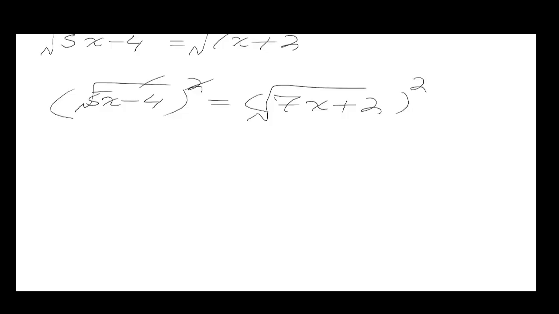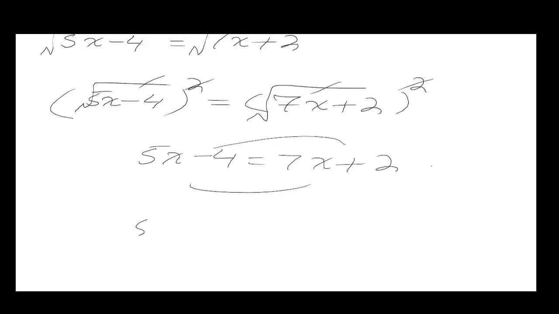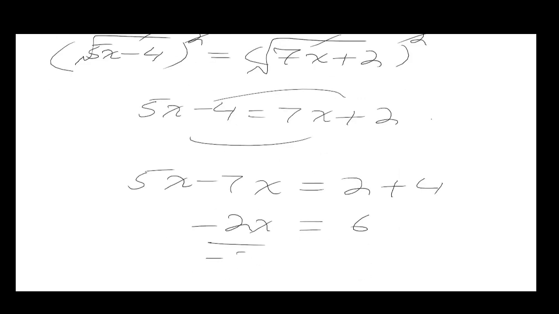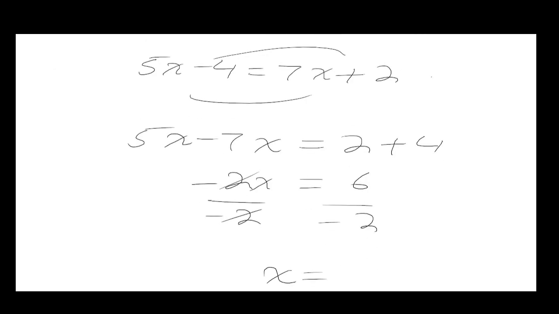So now the square will get cancelled with the square root. 5x minus 4 will be equal to 7x plus 2. So now the 4 will go to the right while the 7x will go to the left. So 5x minus 7x is equal to 2 plus 4. So that results in 6, and 5x minus 7x results in negative 2x. So now negative 2 will be divided on both sides. So that leaves us with x is equal to negative 3. So this will be our final answer.